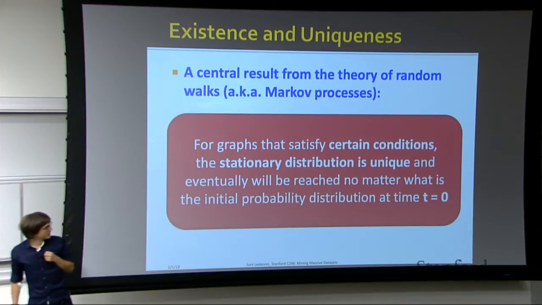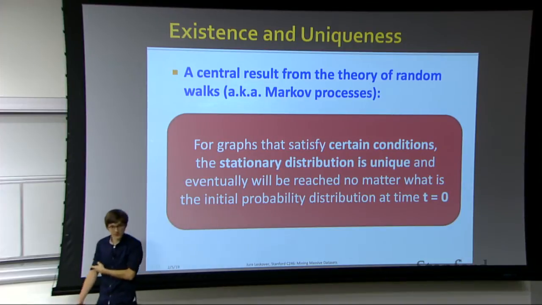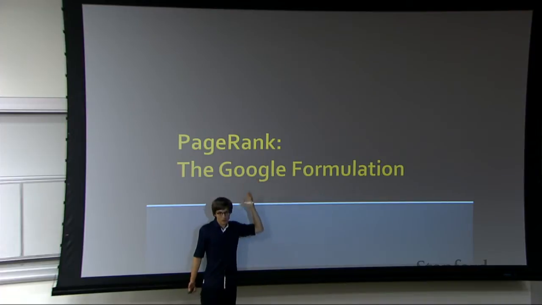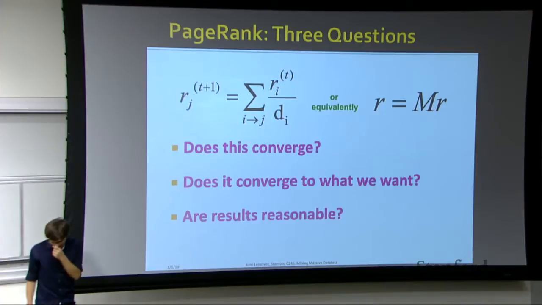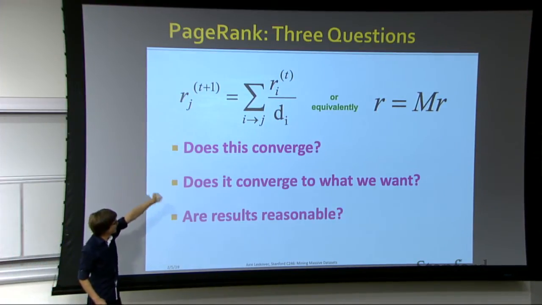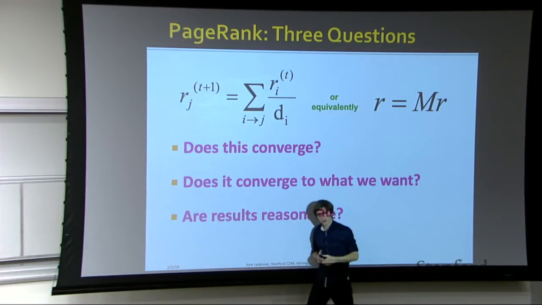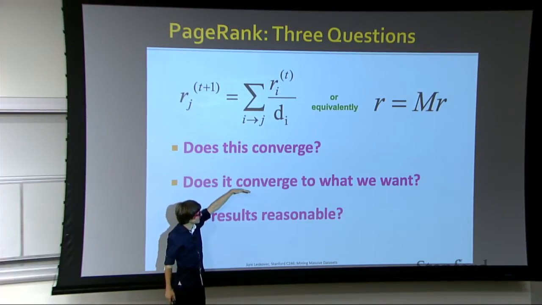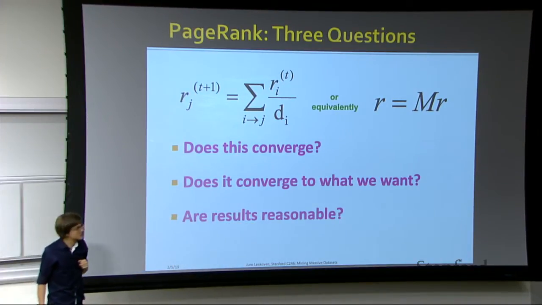So now what I want to do is talk about what these certain conditions and properties of this graph are that make this work, okay? And we'll now talk about PageRank the way it was formulated by the Google guys. So in summary, we took this flow formulation, wrote it as a matrix, and solved it using power iteration. Now the question is, does this converge? Does it converge to what we want? Are the results reasonable? So the first thing is, does this converge?